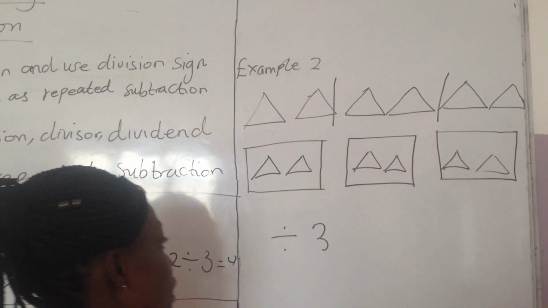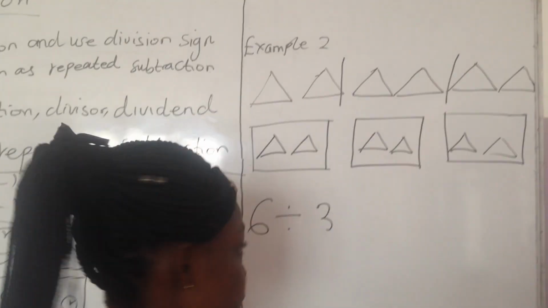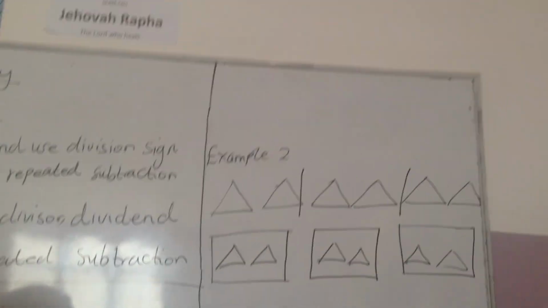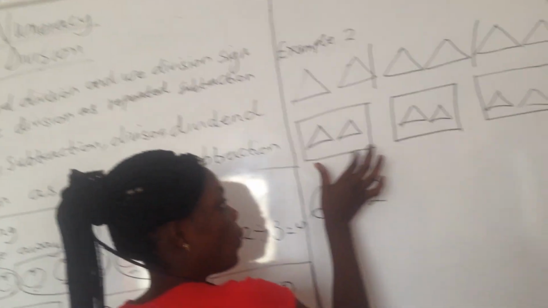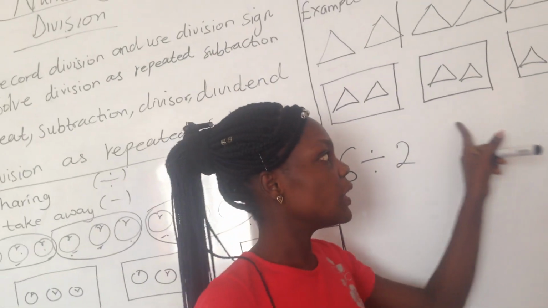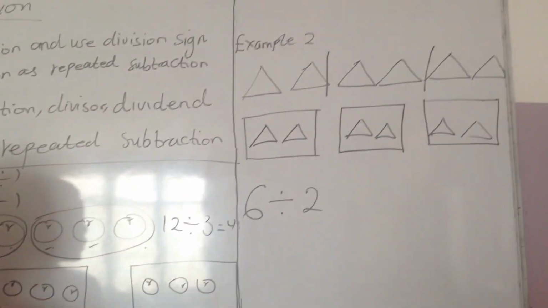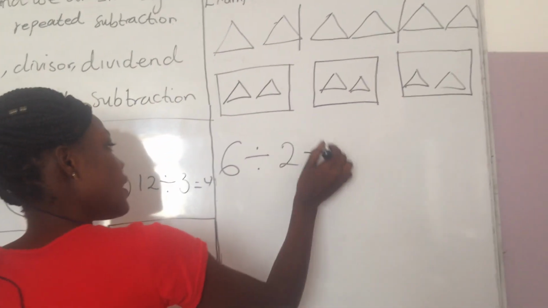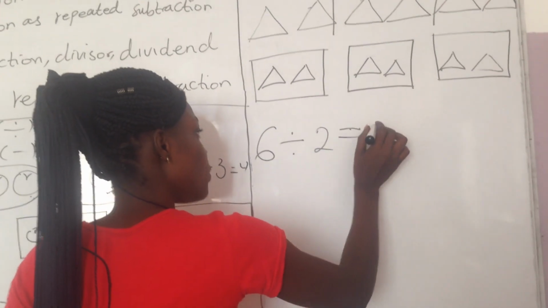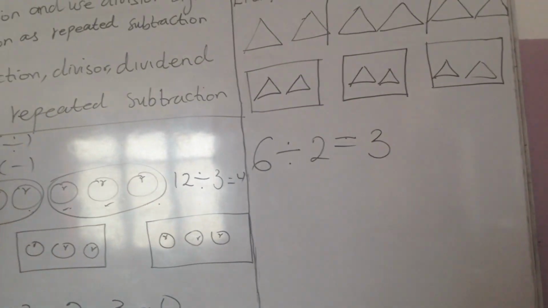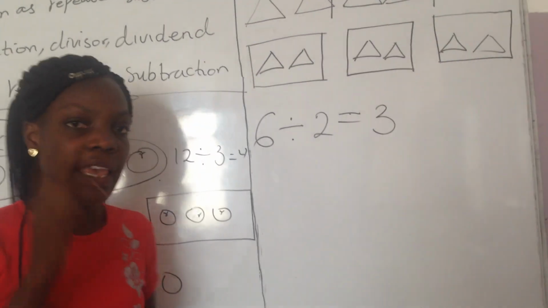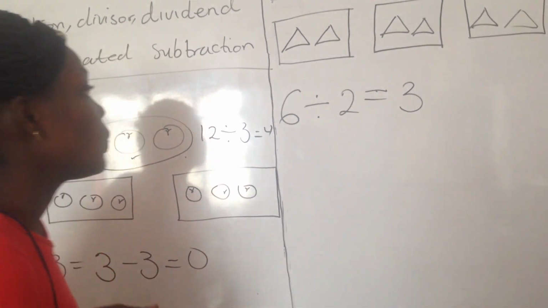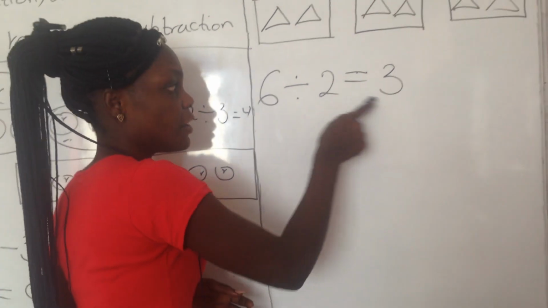Our triangles are 6, and we group them into 2. So we put them into 3 boxes, since we divided them into 2. 1, 2, 3. So 6 divided by 2 is what? 3. So if you have 6 things and you share them between 2 people, each person will get 3. So 6 divided by 2 is 3.